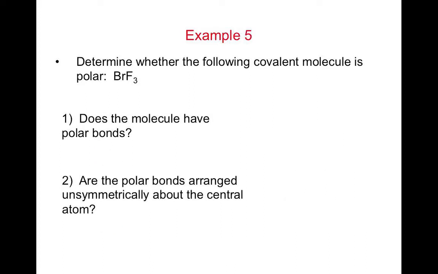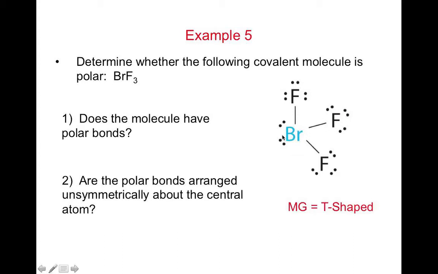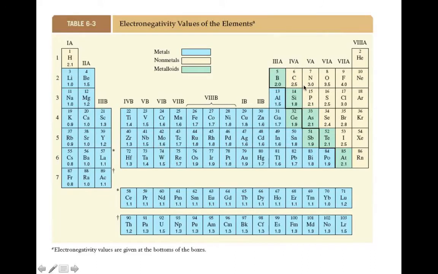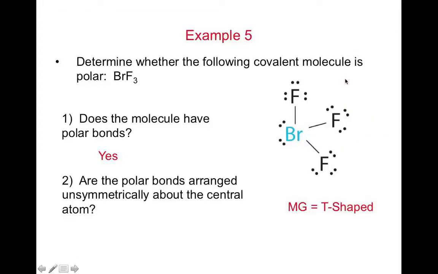All right, the second to last example. Here I have BrF3. So here's my Lewis structure. I have 5 electron groups, so the electron geometry will be trigonal bipyramidal, but I've got 2 lone pairs, so the molecular geometry will be T-shaped. Let's check and see if I have any polar bonds. So bromine to fluorine, 1.2 electronegativity difference, so I do have polar bonds. So the first condition is met, and do I have an unsymmetric arrangement?